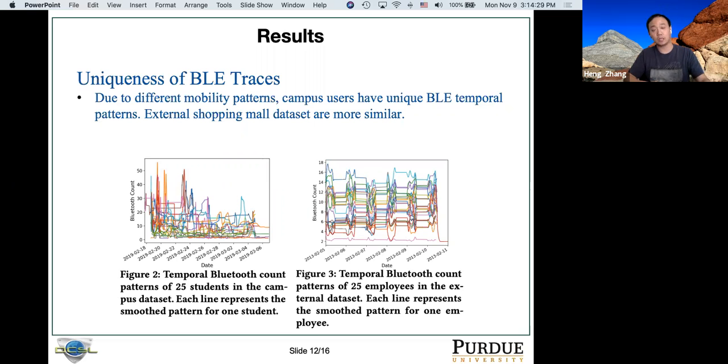Given that we can profile each user, and given this profile we can identify each user, because given a trace, you don't know which user it belongs to, since you don't know others' patterns. They are pretty much unique. For the external data set, the 25 employees reside in the same square, and therefore the population will be relatively similar, but the variance among different users arises simply because different stores have different popularity, and therefore different numbers of people go to those stores. So that's for the uniqueness of the BLE trace.